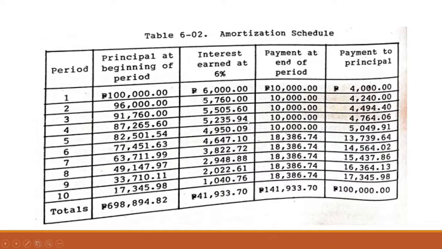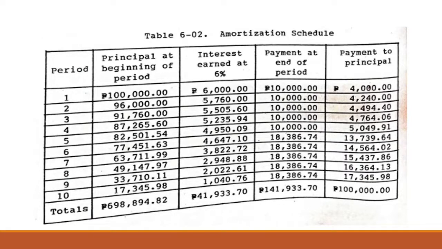But when you reach the 6th period, your outstanding principal is 77,451.63, which will earn 6%. So your 77,451.63 times 6%, and you will have 4,647.10.